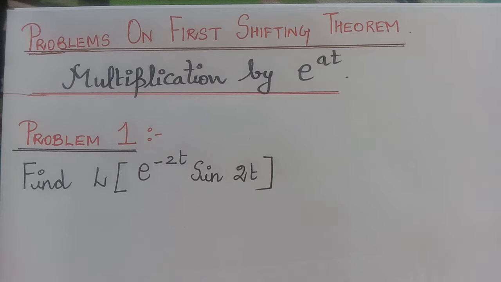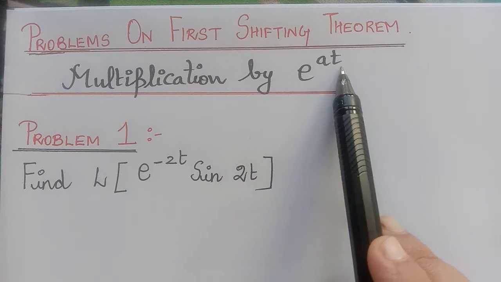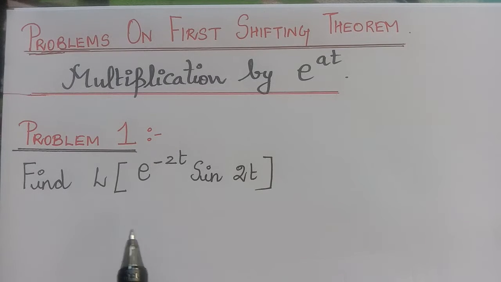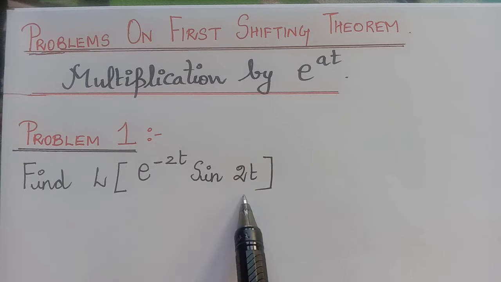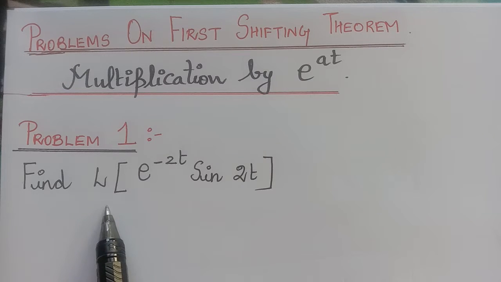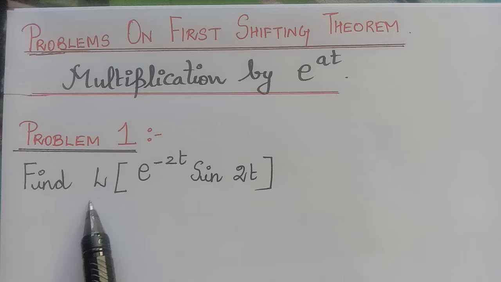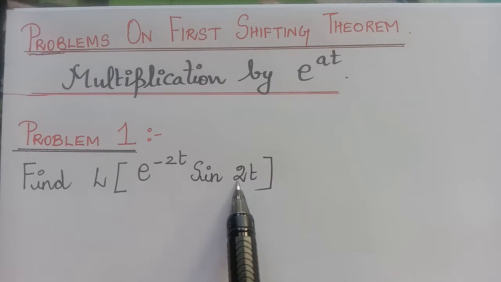Dear students, in this video lecture, we are going to learn problems under the first shifting theorem, that is, multiplying a function by e to the power at and finding its Laplace transform. So first of all, how to identify that we have to use the first shifting theorem. In the question, they are asking us to find the Laplace transform of e to the power negative 2t sine 2t.